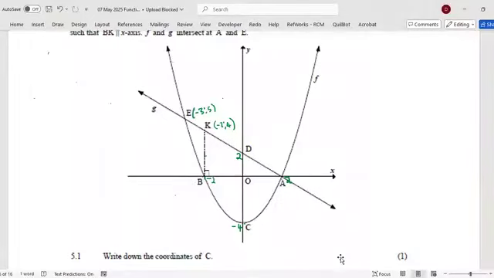When we've got something like this, if I may ask, if I'm saying find the coordinates of D, what is D on these graphs? What is this point D? What do you call it?